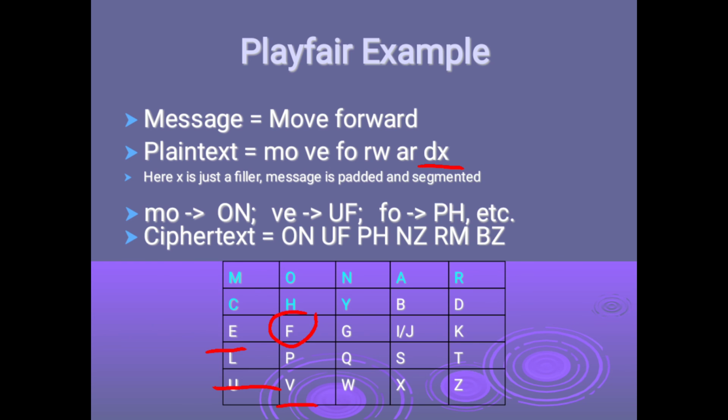The letters which are in the column, we substitute with the letter below. Like that we get the ciphertext. As for the plain text, move forward, what is the ciphertext we are getting? ON UF PH NEZ RM BZ. Is it clear?